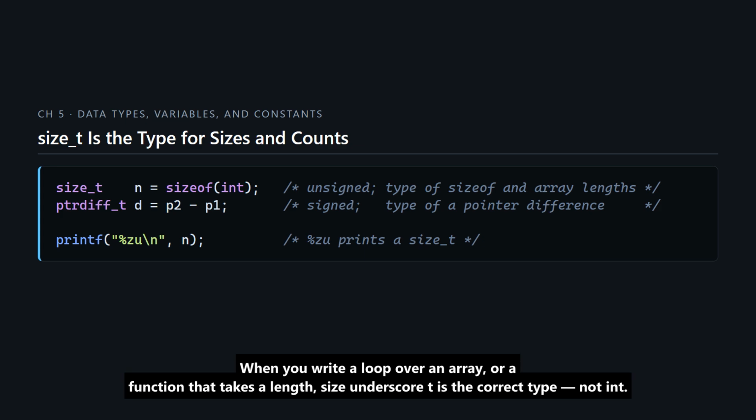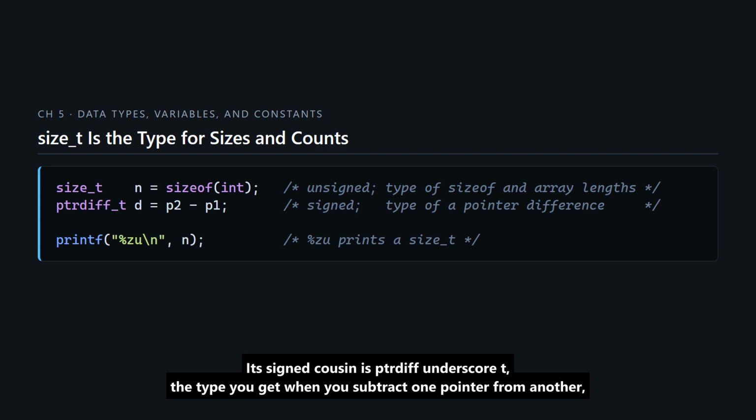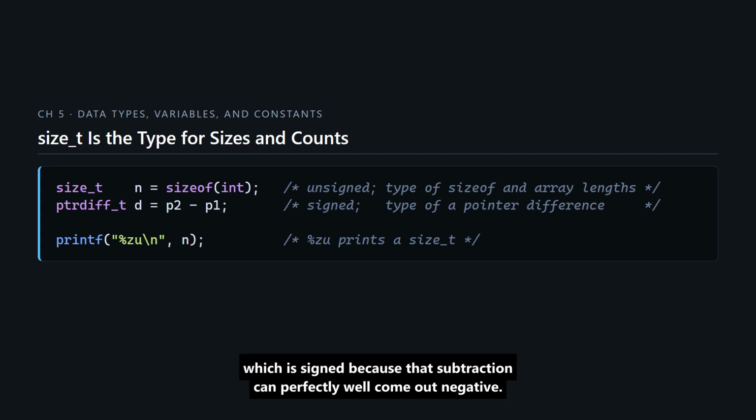When you write a loop over an array, or a function that takes a length, size_t is the correct type, not int. Its signed cousin is ptrdiff_t, the type you get when you subtract one pointer from another, which is signed because that subtraction can perfectly well come out negative.